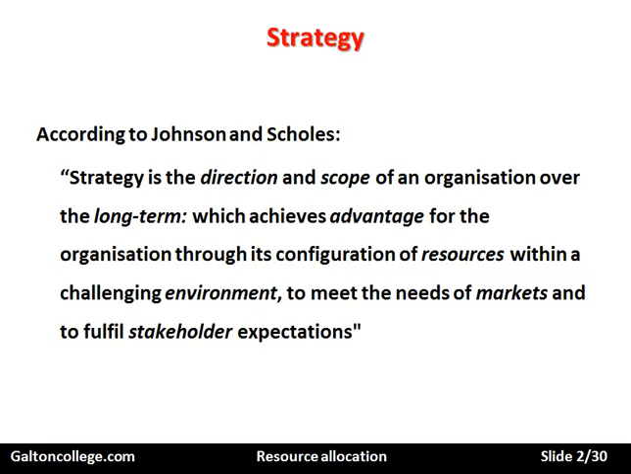According to Johnson and Scholes, the writers of the main textbook, I suppose, in business and corporate strategy, strategy is the direction and scope of an organization over the long term, which achieves advantage for the organization through its configuration of resources within a challenging environment to meet the needs of markets and to fulfill stakeholder expectations. It's a very detailed definition, and it's very comprehensive in its coverage.